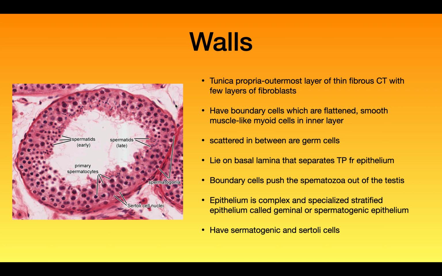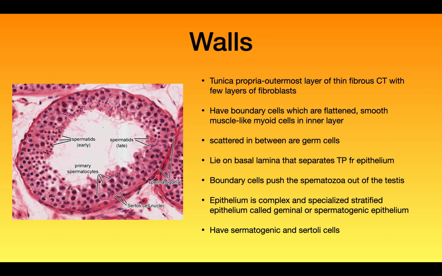So the wall of the testes is going to be made out of tunica propria. That's going to be the outermost layer, and it has only a few fibroblasts, and they really work as boundaries because the cells are sort of muscular, but they form a robust layer. In between the myoid cells are going to be the actual germ cells, and the germ cells are the ones that differentiate into the spermatozoa, and then the spermatozoa are pushed out once matured to a certain extent.